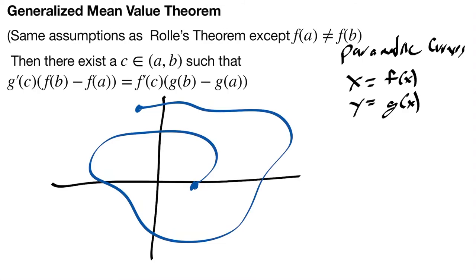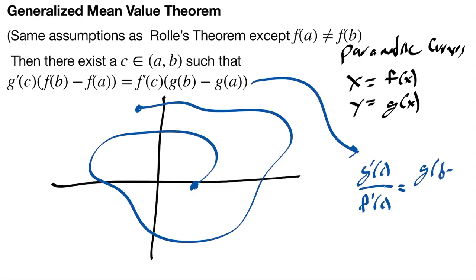Well, what this equation is telling us is, by the way, I can take that equation and rewrite it as f prime of c divided by g prime of c. Let's do it the other way around and put the g's on top. g prime of c over f prime of c is equal to g of b minus g of a over f of b minus f of a. All I did is move both the derivatives to the same side and everything else to the other side.